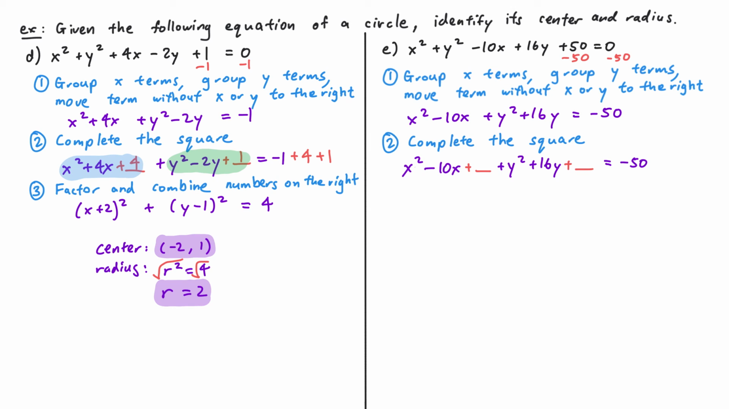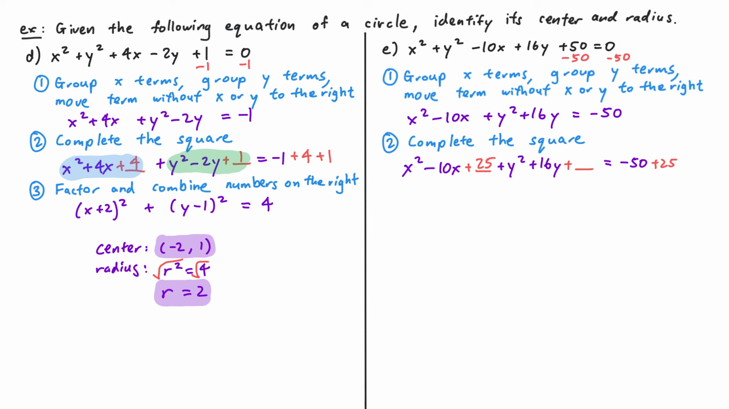So let's start with the x terms. To complete the square, we take this middle number, the -10 here, we divide that by 2, and we square the result. So -10 divided by 2 is -5. -5 squared gives us 25. So we need to add 25 to complete the square. Now whatever we add to one side of the equation, we also need to add to the other side. So add 25 to the right-hand side as well.